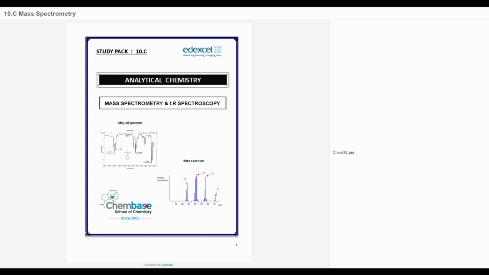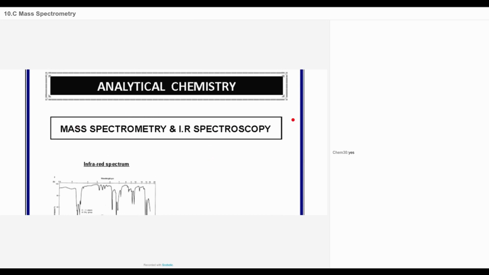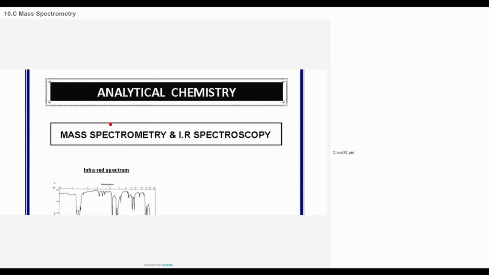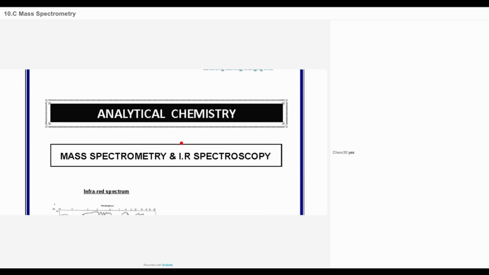Before I begin the mass spectrometer, let me try to distinguish the difference between spectrometry and spectroscopy. You can clearly see the topic: it says mass spectrometry and IR spectroscopy. So what's this difference? Why do we use mass spectrometry and IR spectroscopy? What's the difference between spectrometry and spectroscopy? It's wrong to say mass spectroscopy, and likewise it's wrong to say IR spectrometry. So what's the difference?